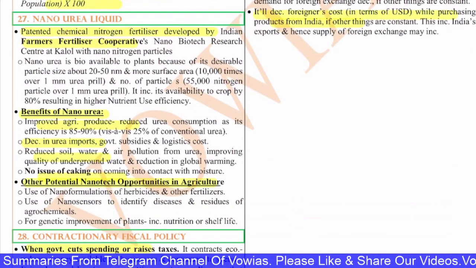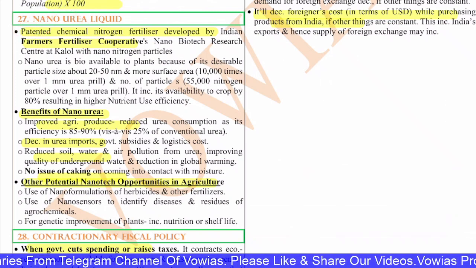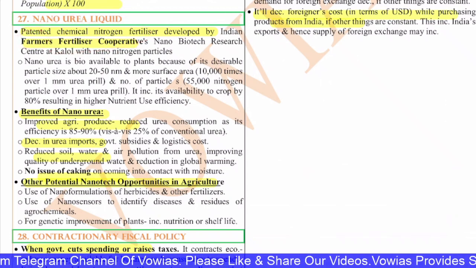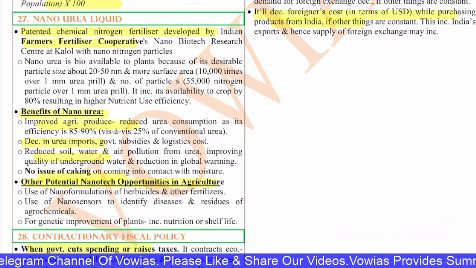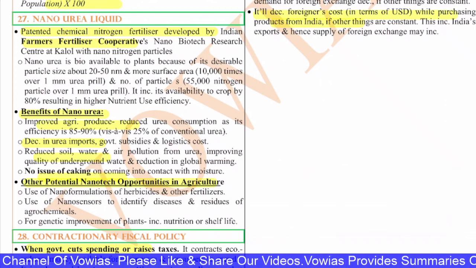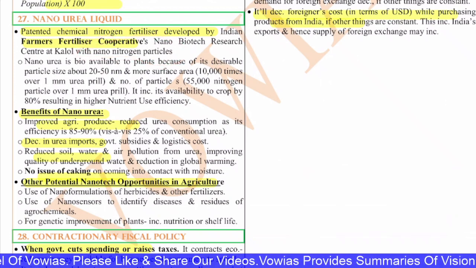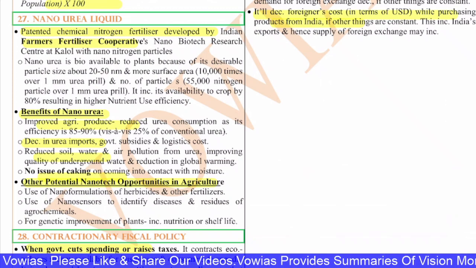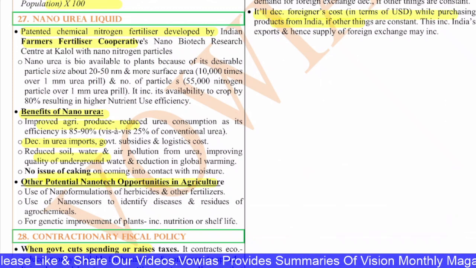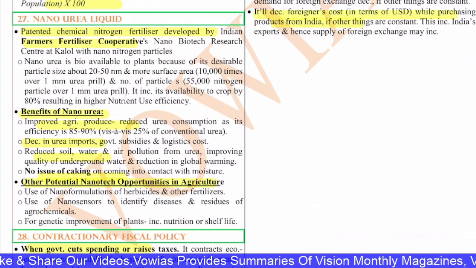Now the 27th question is on nano urea liquid. It is a patented nitrogenous fertilizer developed by the Indian Farmers Fertilizer Cooperatives. It was developed at the nano-based biotech research center at Kalol, with nano nitrogen particles. Most soils in India are deficient in nitrogen, so this research was used to develop urea with nano nitrogen so that the soil can be enriched.